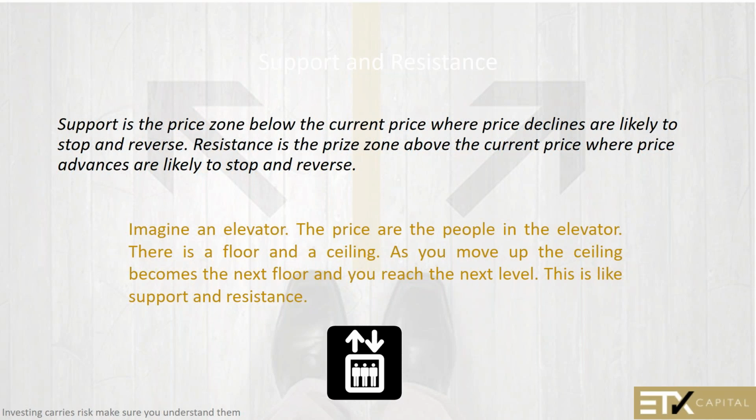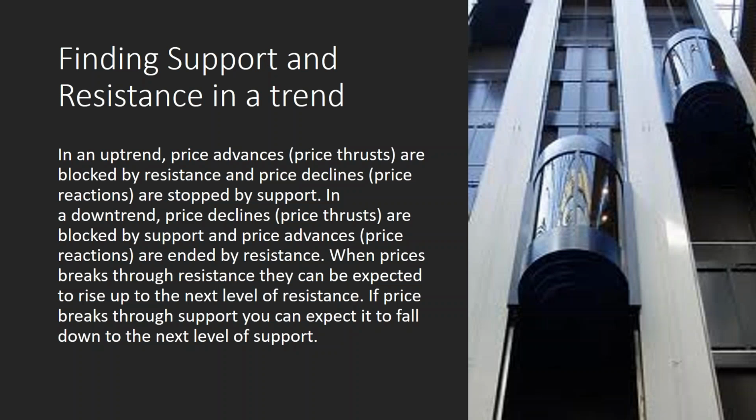So imagine an elevator. Prices are the people in the elevator, and there's a floor and a ceiling. And as you move up, the ceiling becomes the floor, and you reach the next level. This is like support and resistance. Now, in an uptrend, prices advances are blocked by resistance, and price declines are stopped by support. So again, imagine an elevator.